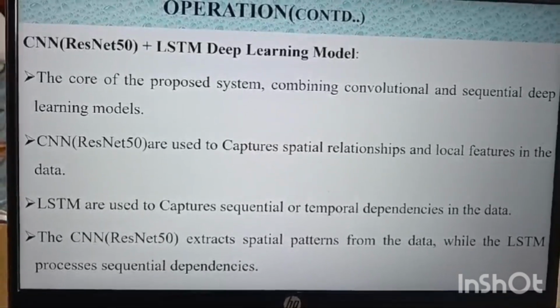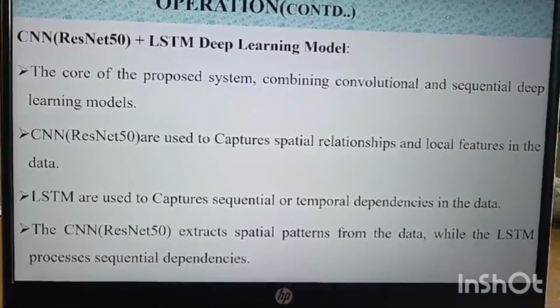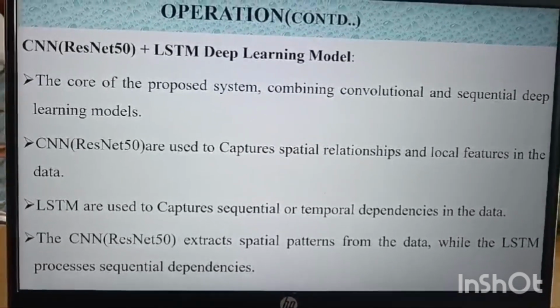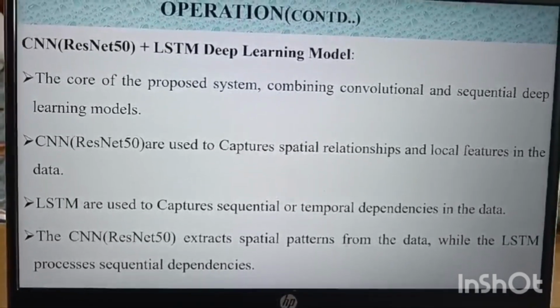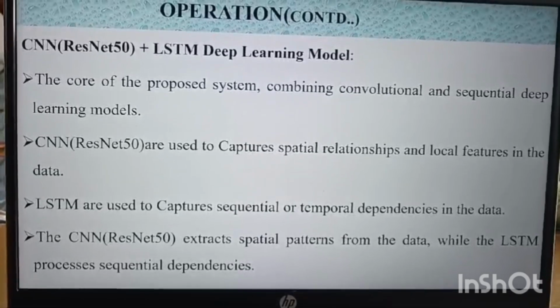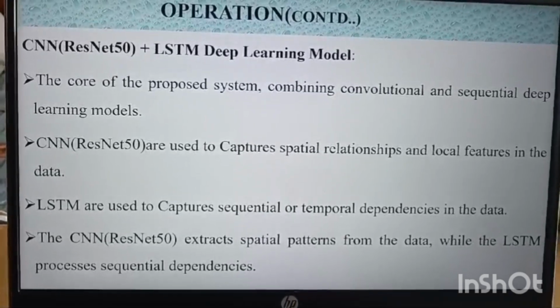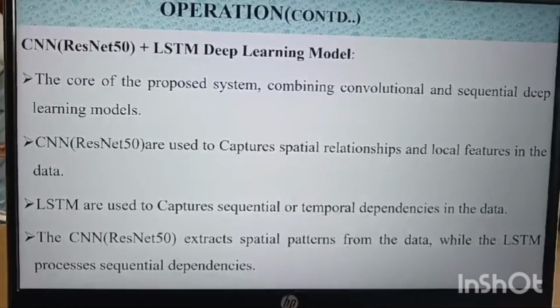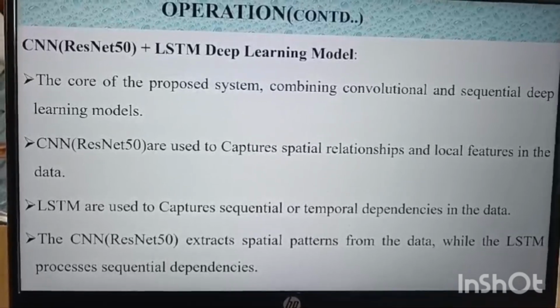The core of the proposed system combines convolutional and sequential deep learning models. CNNs are used to capture spatial relationships and local features in the data. LSTMs are used to capture sequential or temporal dependencies in the data.